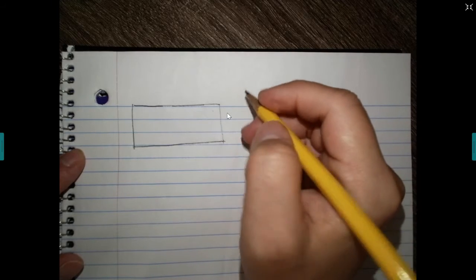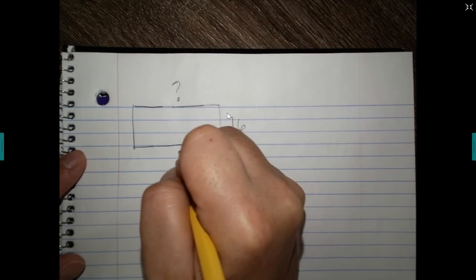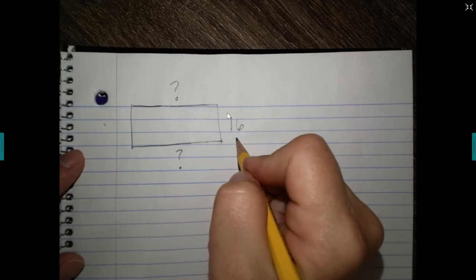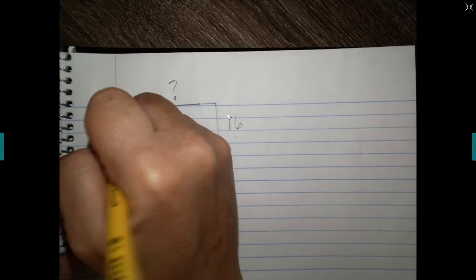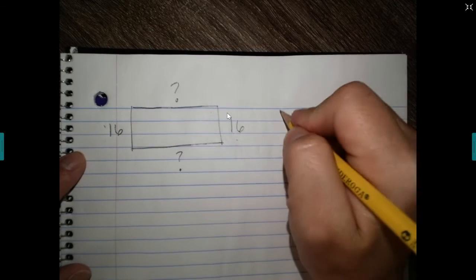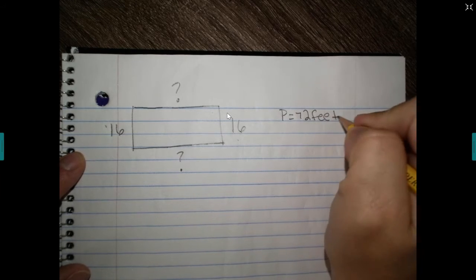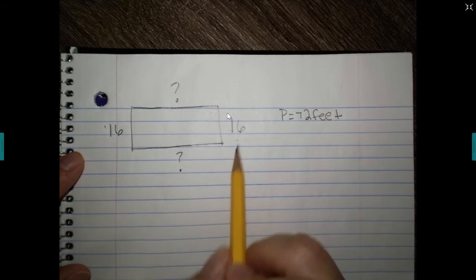So the short side is 16 feet. We need to figure out the length of the longer sides. We know in a rectangle that if this side's 16 feet, this side is also 16 feet. We also know that the total perimeter is 72 feet. That means if we add up all four sides, we're going to get 72. So remember, this is 3 steps. We're going to add, subtract, divide by 2.